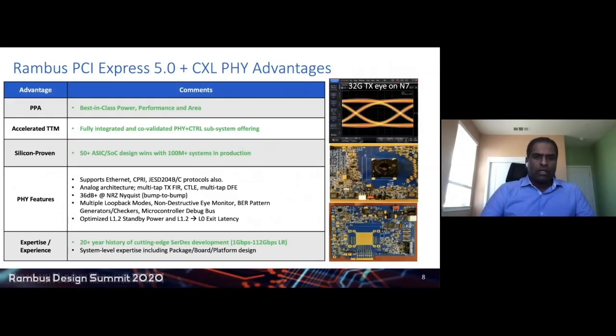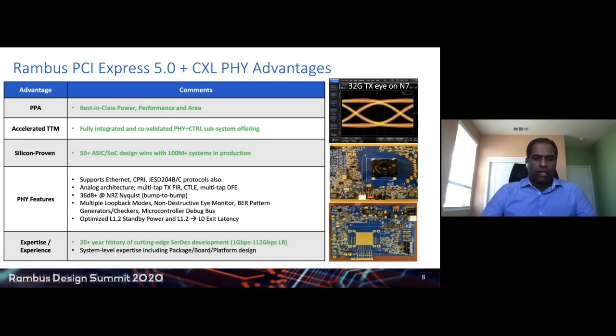And our team has very good system level expertise, and we will be able to help our customers with signal integrity, power integrity, package, and board designs. Our PHY has very rich DFT and debug features like multiple loopback modes, a non-destructive eye monitor, and various PRBS generators and checkers implemented within the IP. All these features will help our customers during the bring up and debug phase.